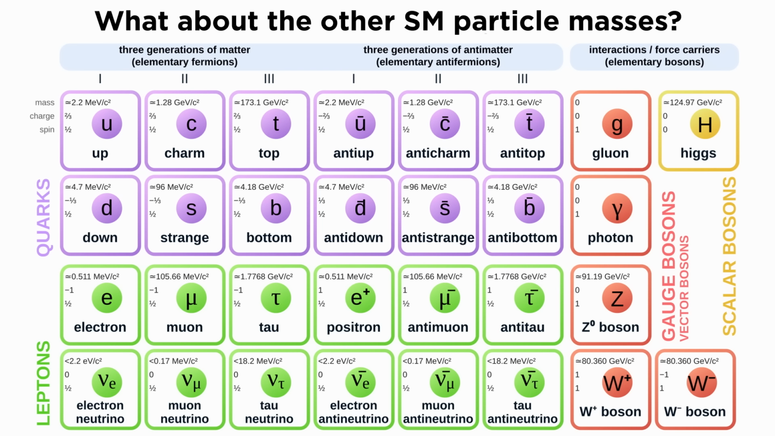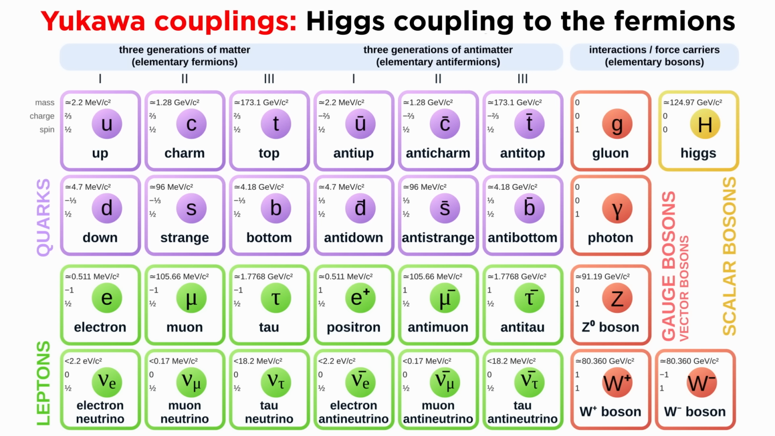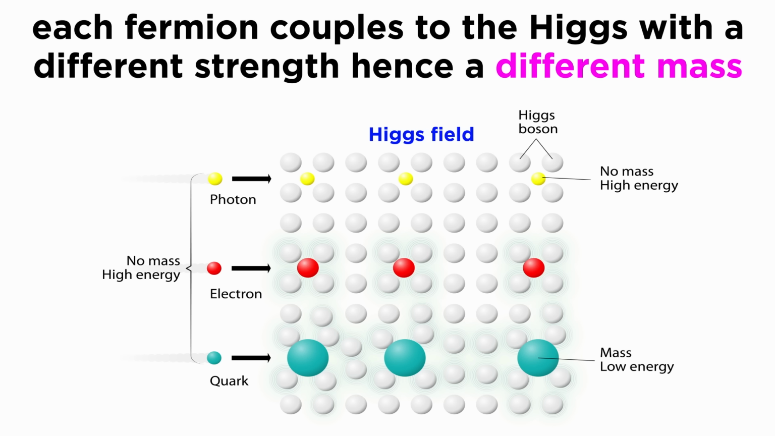We now know how the W and Z bosons get their mass, but what about the other particles in the standard model? This is where Yukawa couplings come in. These appear as terms in the Lagrangian, which mathematically represent the Higgs field coupling to the different fermions in the standard model. Each fermion couples to the Higgs with a different strength, and their coupling strengths are directly related to how massive the particles are.